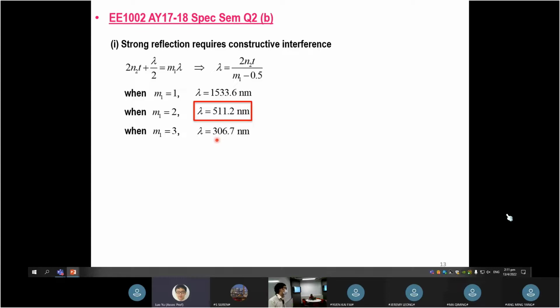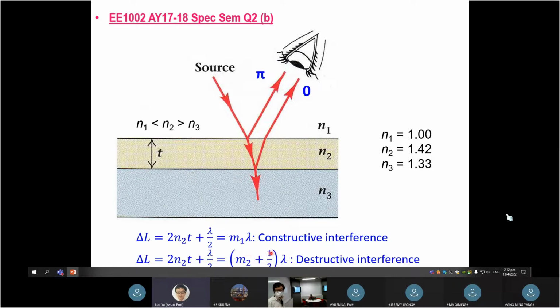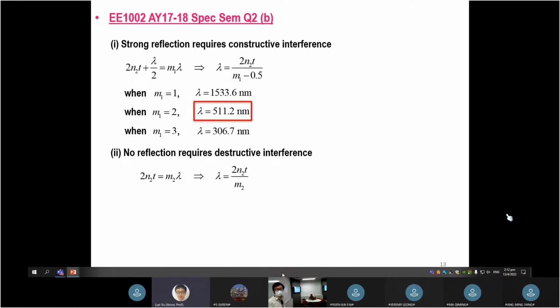So there is only one color within the visible spectrum that will be reflected strongly. Okay. So for the second part, low reflection requires dark fringe, destructive interference. So that we have 2nt plus half lambda equals m2 plus half lambda. This half lambda cancels out each other. So this is why for the second part we end up with this equation.